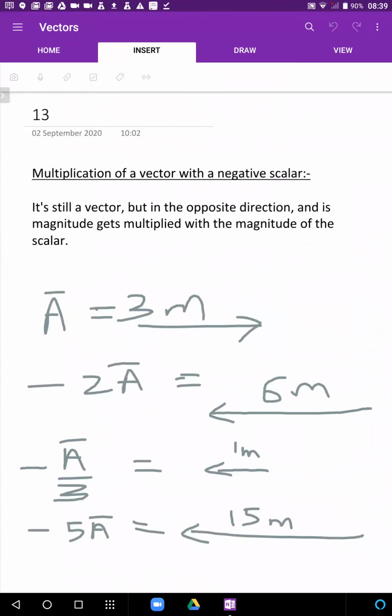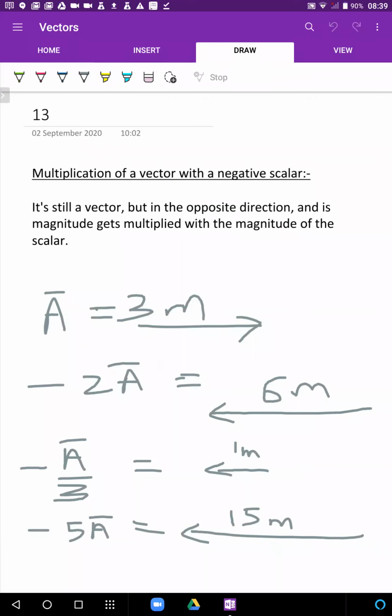So now let's put the two together. We have seen what happens if I multiply a vector with a positive number. What will happen if I multiply a vector with a negative number? Okay, so this is simple. Just combine page 11 and page 12. If I multiply a vector with a negative number, I still get a vector. The negative sign makes the direction the opposite of what it was before. And a negative sign changes the direction. And magnitude simply gets multiplied with the magnitude of the scalar.